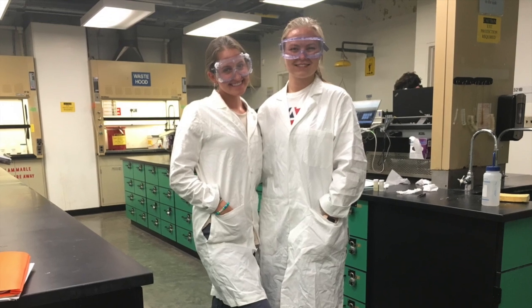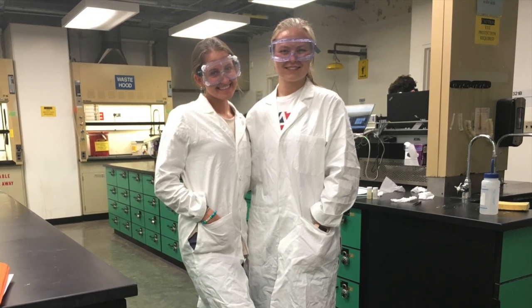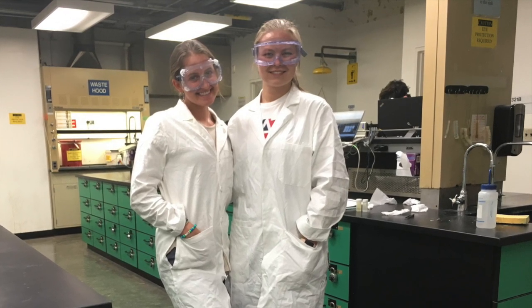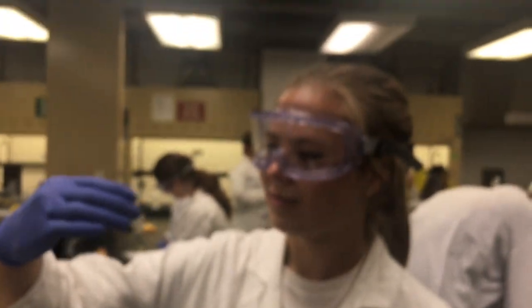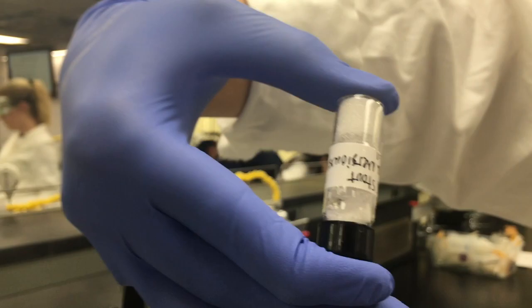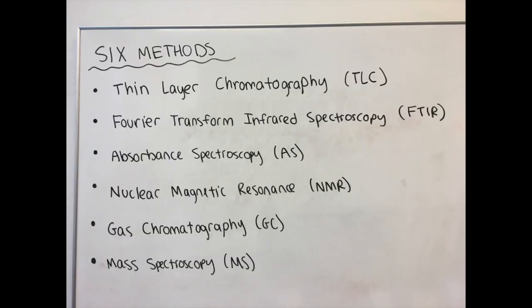We recently conducted our final experiment in Chemistry 162, where we identified an unknown solid using methods learned throughout the semester. The first thing we did was observe the solid. It was a finely ground white solid that resembled snow. It also appeared crystallized. There were 6 methods available to use for identification purposes: thin layer chromatography, Fourier transform infrared spectroscopy, absorbance spectroscopy, nuclear magnetic resonance, gas chromatography, and mass spectroscopy. We decided not to use TLC and AS.